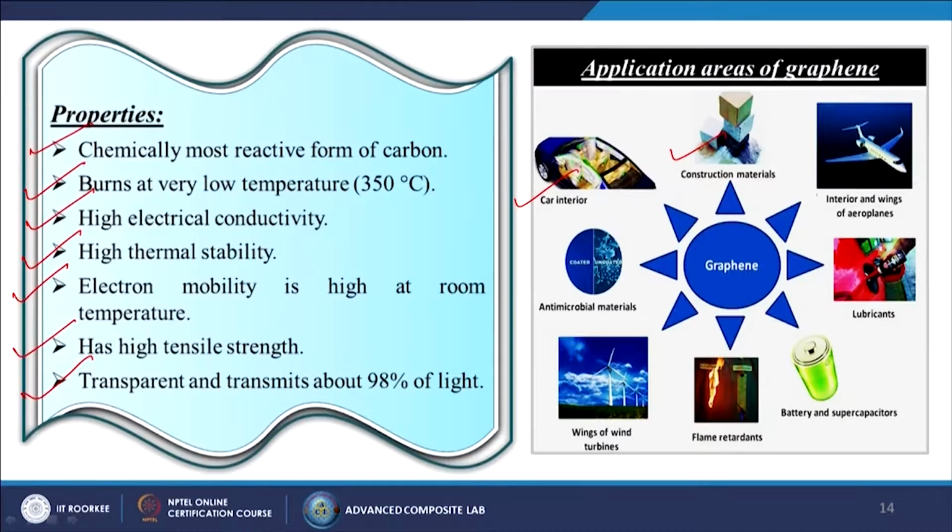What are the application areas of graphene? There are n number of applications nowadays where we are using graphene. In brief, we are using it for the automobile industry, construction materials, the aerospace industry, lubricants, batteries, supercapacitors or energy storage devices, flame retardant materials, turbines, and also for biomedical applications like antimicrobial materials. Nowadays we are using it for scaffolds and for orthopedic implants. So, there are n number of applications where we are using graphene.